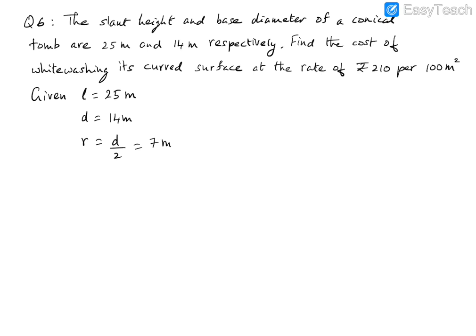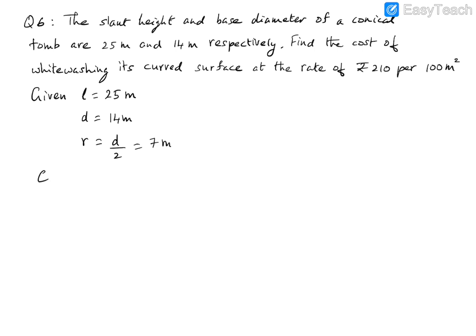So now that we have all the parameters of the conical structure, we have the radius, we have the slant height, and we are interested in finding the cost of painting the curved surface. So basically, we need to calculate the curved surface area of the conical tomb structure, and then calculate the cost of painting that area, given that it costs 210 rupees to paint or whitewash 100 meters square. So the first thing we need to do is calculate the curved surface area.